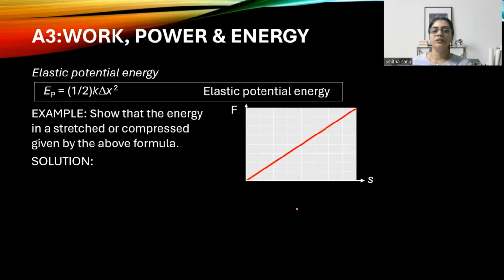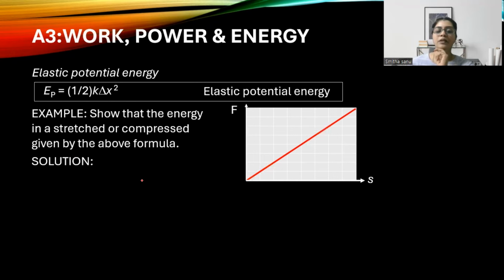So next is the concept of how can I prove the elastic potential energy? When you compress a spring or you extend a spring, the energy that is stored is the elastic potential energy. And that's what you're supposed to prove, that when you do work on a spring by compressing it, then the energy stored is half K times extension square. So let's see how we prove it.